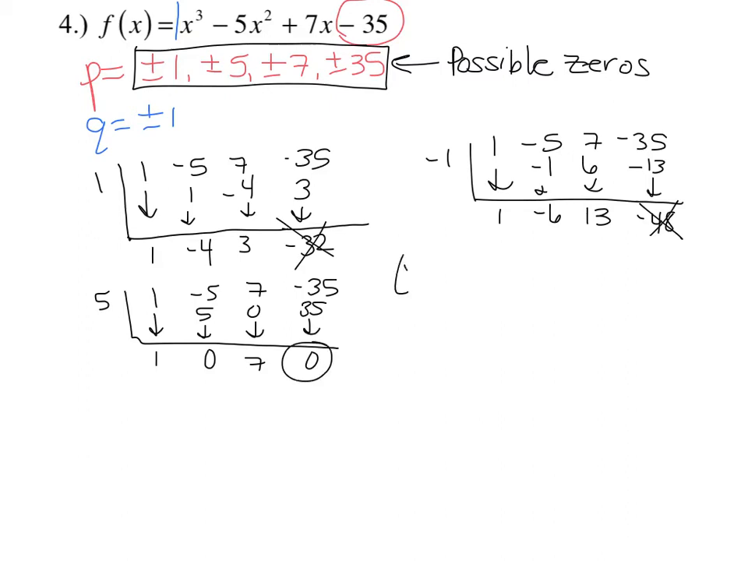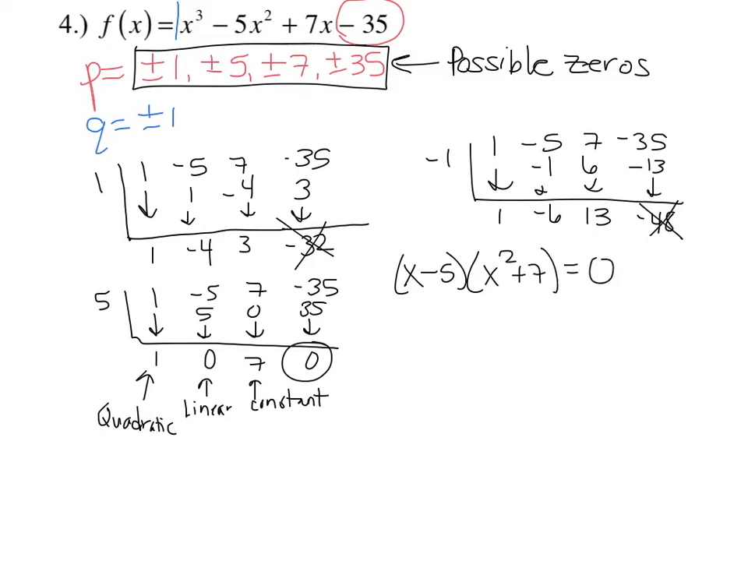So we know that 5 is a 0, meaning that x minus 5 must be one of the factors. This is your constant. This would be your linear term. This would be your quadratic term. So that means my other factor is x squared plus 7. I cannot factor x squared plus 7, but it can be solved with square roots, so I'm ready for the zero product property.